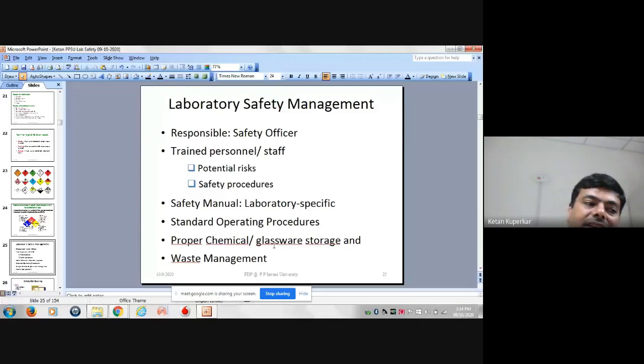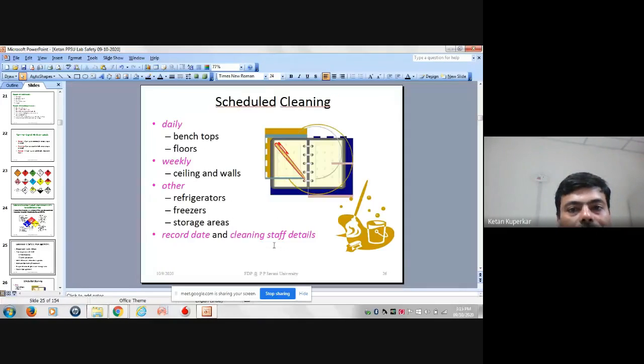Waste management is one of the most important, crucial topics, which I'll be dealing with in today's talk, where we play the most ignorant role and do not give priority to the waste management system when we talk about laboratory safety. So I'll be discussing this particular point in detail in today's talk as well.